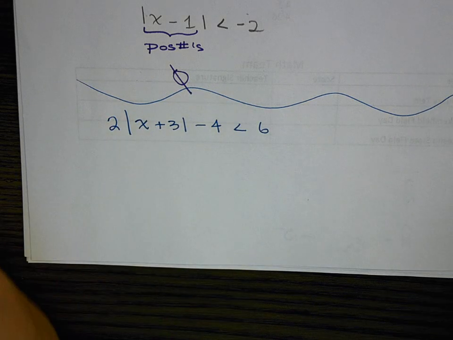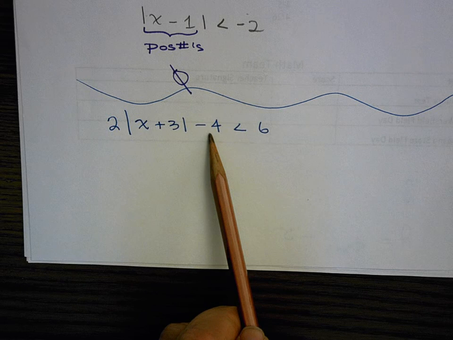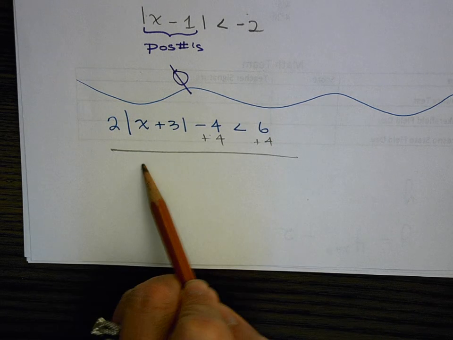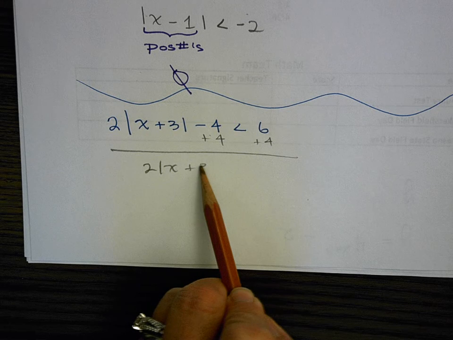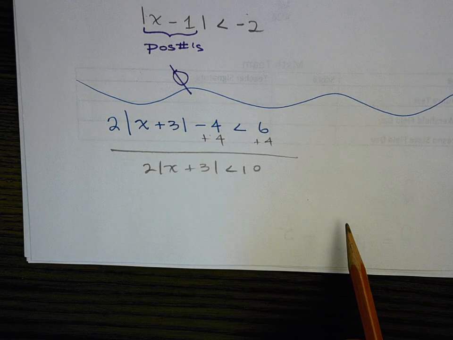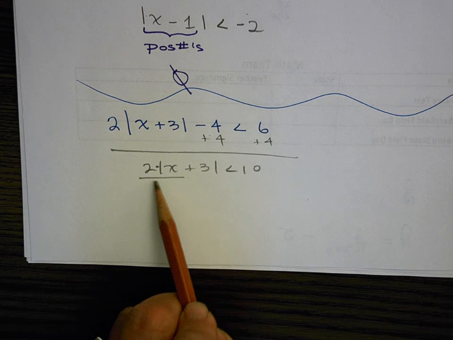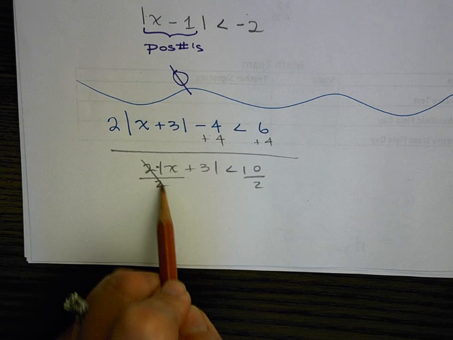So again, we want to isolate the absolute value. So I'm going to add 4 first. And then I want to get rid of the 2, which is multiplying. So to undo that, I'm going to divide both sides by 2.